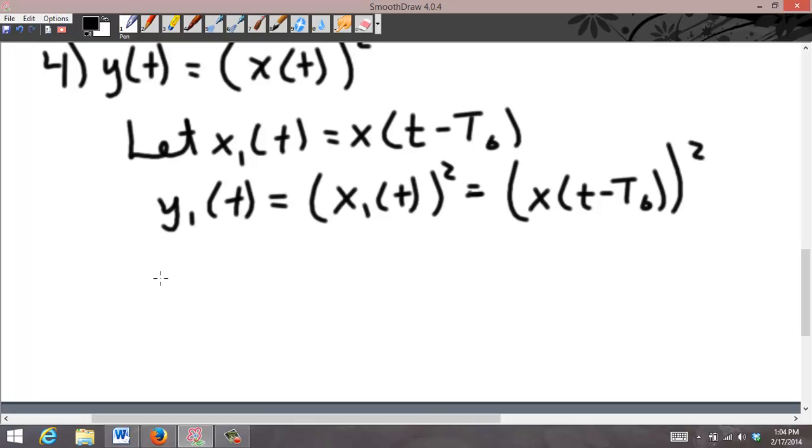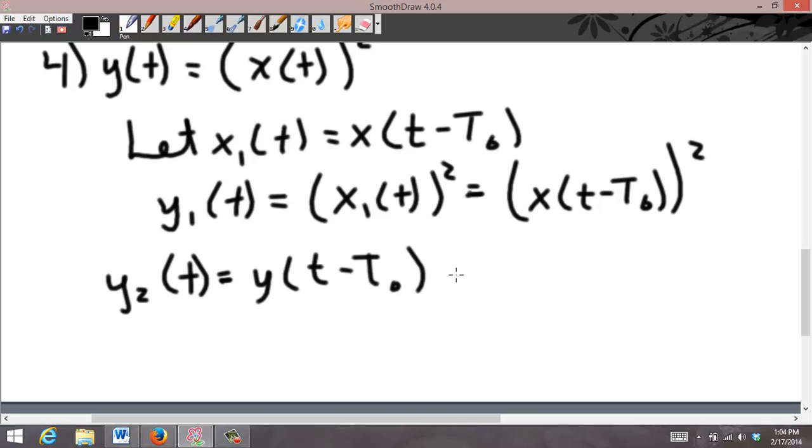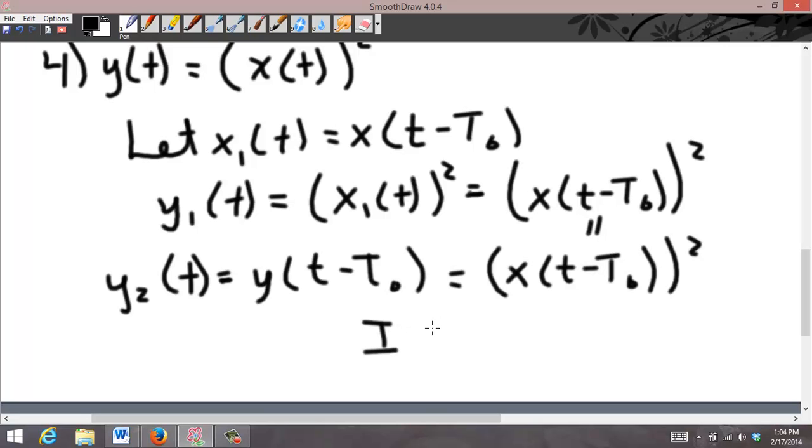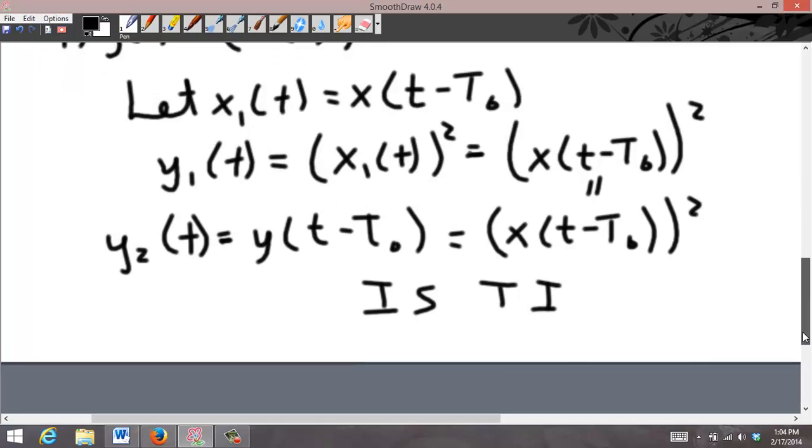Now if we look at y2 of t equal to y of t minus t naught, we get x of t minus t naught, the quantity squared. And since these are equal, it is time invariant. Alright, so that's it.